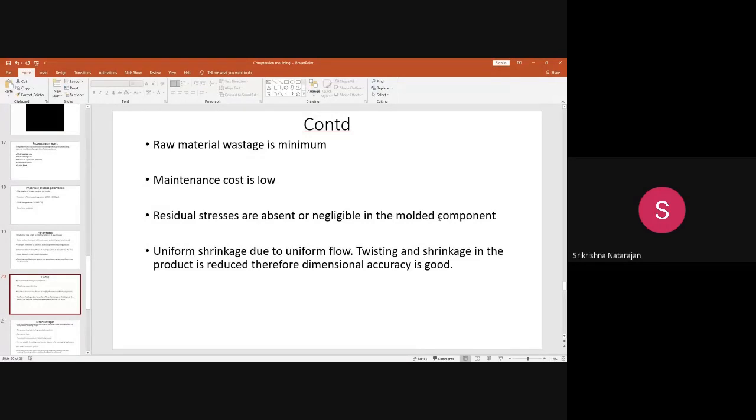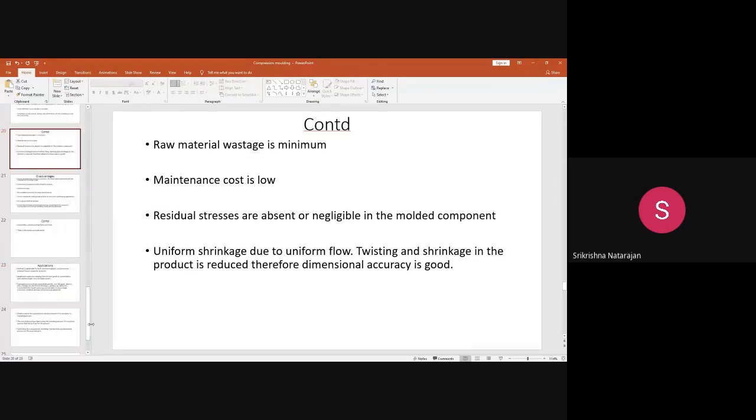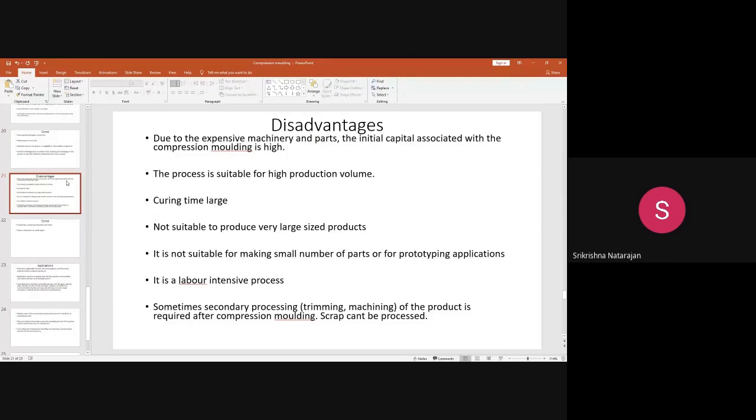So it is greatly advantageous. But apart from that, there are some disadvantages also. Because of the expensive machinery and parts involved, the initial capital investment associated with compression molding is higher, and the process is suitable for high production volume. If you use it only for small production volume, then it will be difficult for you to make a profit out of it.